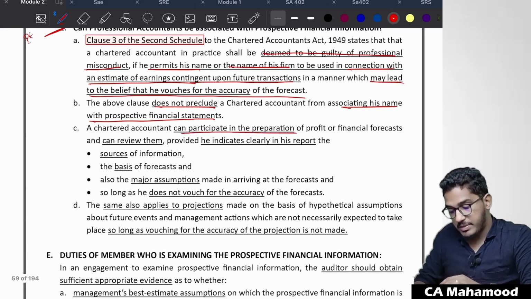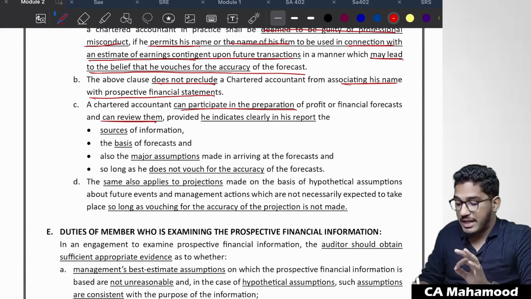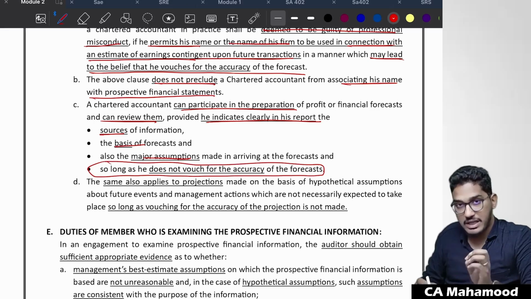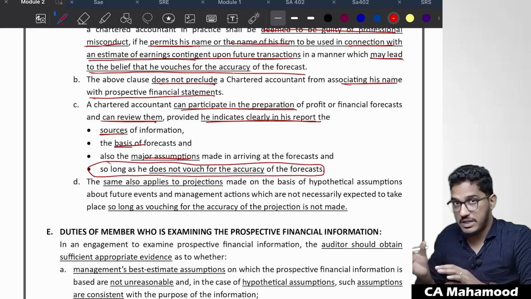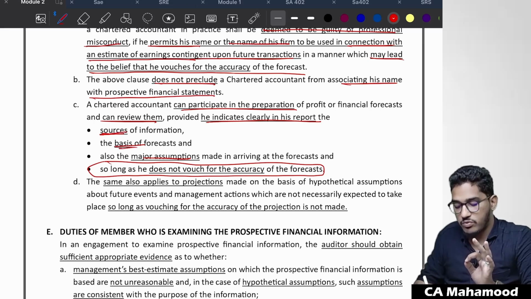A chartered accountant can participate in the preparation of profit or financial forecasts, and he can also review them, provided that he indicates clearly in his report what the sources of that information are, on what basis that forecast has been prepared, and what assumptions were made in arriving at that forecast, so long as he does not vouch for the accuracy. So that means you can get associated either in the preparation of future financial information or in the review of future financial information, to the extent you are not creating any belief in the reader that you are vouching for the accuracy. So in the report, you are just telling what the sources for the information are, on what basis that forecast is prepared, and whatever assumptions are used.